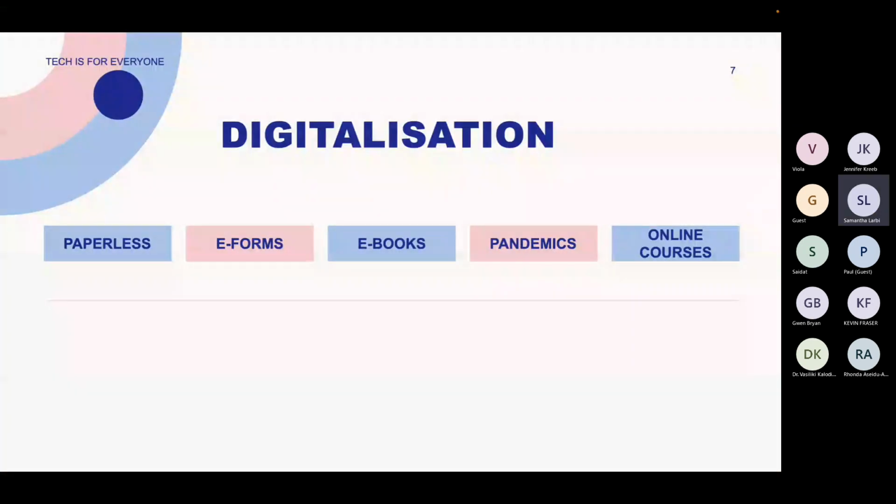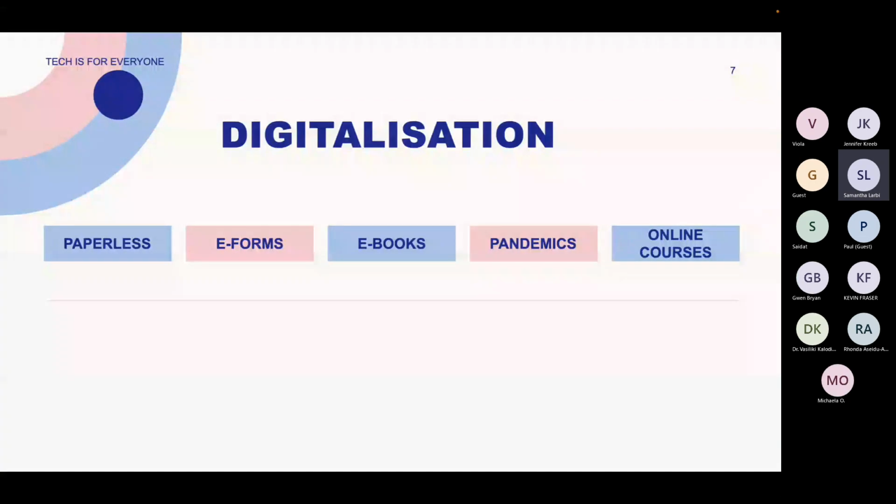So I spoke about this before, but let me just talk about it again. We have digitalization. So we have paperless statements, e-forms, e-books, pandemics, online courses. A lot of things are being migrated online. So it's important that as a software engineer, or somebody that wants to go into software engineering, you understand the difference they make in the world.